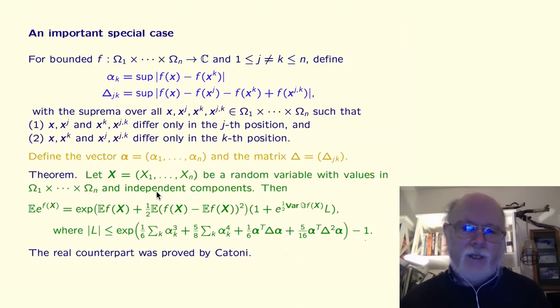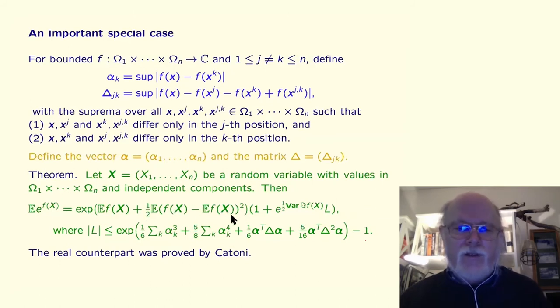It's just more messy. For independent components, we have this, that the expectation of the exponential of f of x is equal to this stuff here. And you can see the first part of it going from here to here is like in Hoeffding's theorem, the exponential of the expectation. And then you have half the expectation of this square of the variation from the mean. You'd think this is the variance, but actually it's not. For complex random variables, this is called the pseudo variance. For defining the variance, they use the square of the absolute value, not the square.